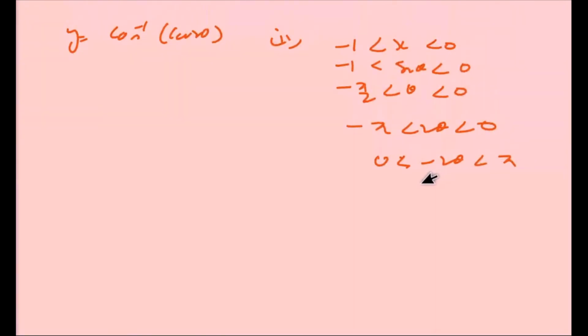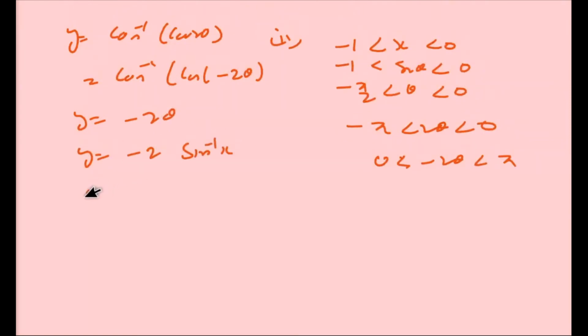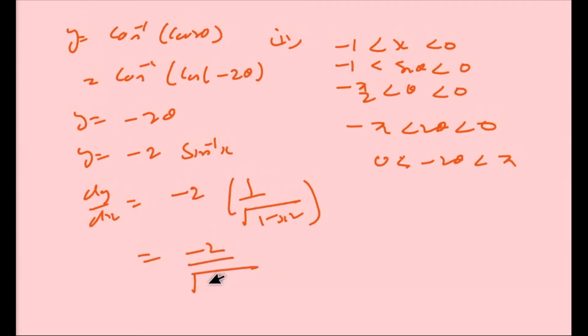Okay, now 0 to pi is our range for cos, so we can write here cos inverse cos of minus 2 theta. So we can write here y equal to minus 2 theta, y equal to minus 2 sine inverse x. Therefore dy by dx equal to minus 2 times 1 upon under root 1 minus x square, minus 2 upon root 1 minus x square. Okay student, this way you can do questions.